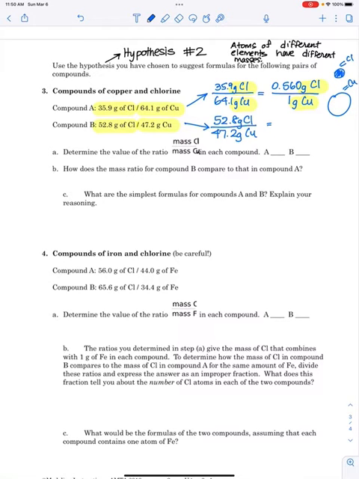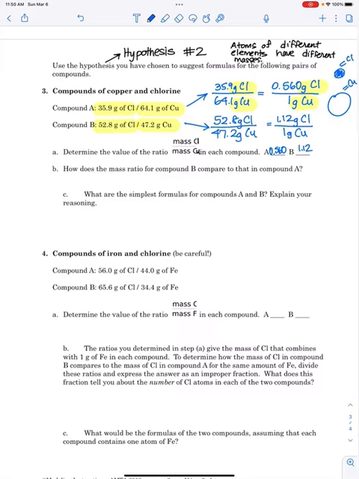52.8 divided by 47.2, I'm doing this on a calculator, I get 1.12 grams chlorine for every 1 gram of copper. Well, I've already established that for every 1 gram of copper, there's 0.56 grams of chlorine, and that is saying that chlorine must be about half the size of copper. And I'm going to write these ratios here, 0.560, 1.12.